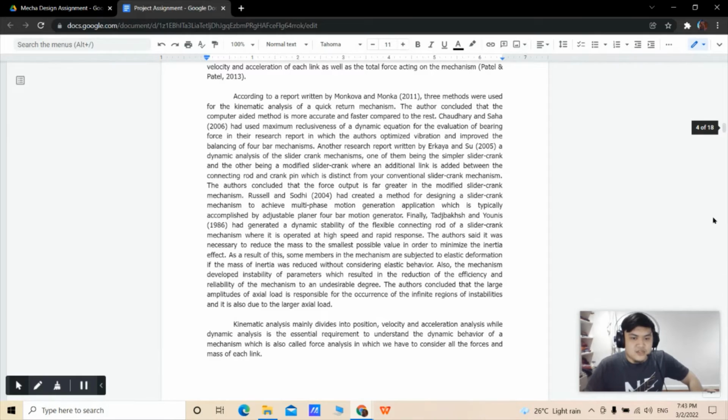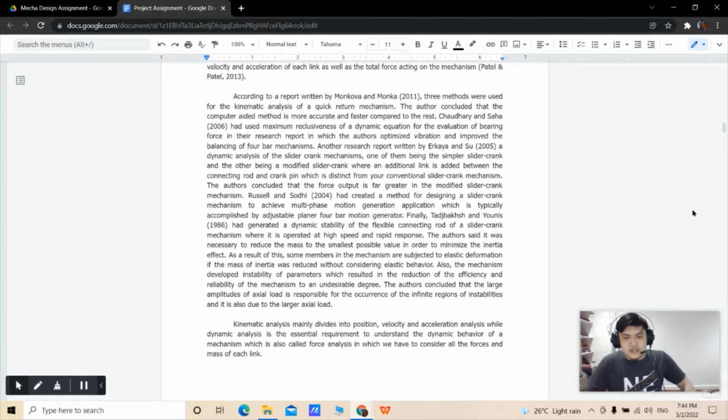As a result of this, some members in the mechanisms are subjected to elastic deformation if the mass of inertia is reduced without considering the elastic behavior. As well, the mechanism developed instability of parameters, which resulted in the reduction of the efficiency and reliability of the mechanism to an undesirable degree.